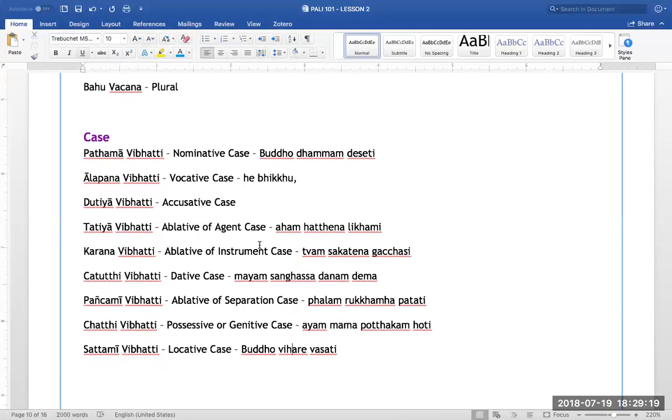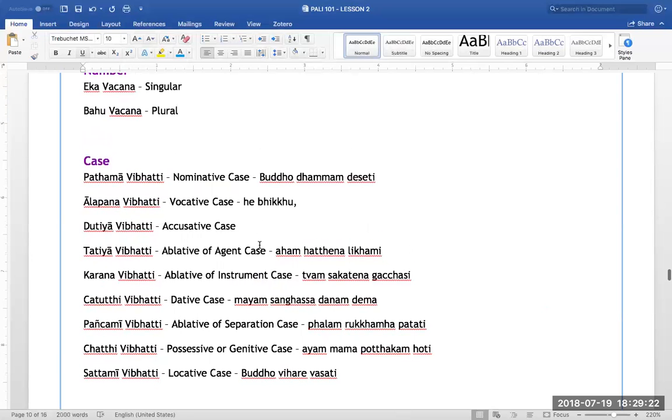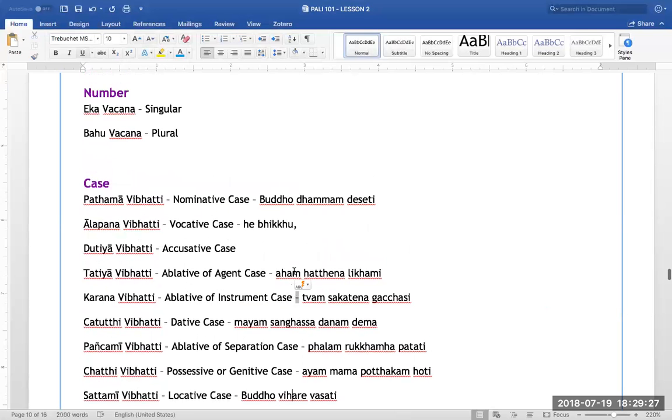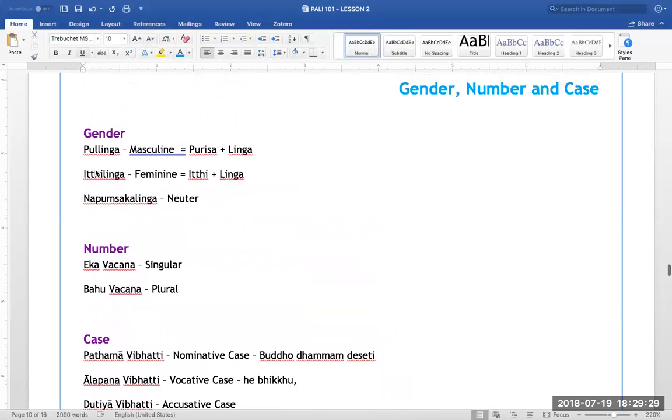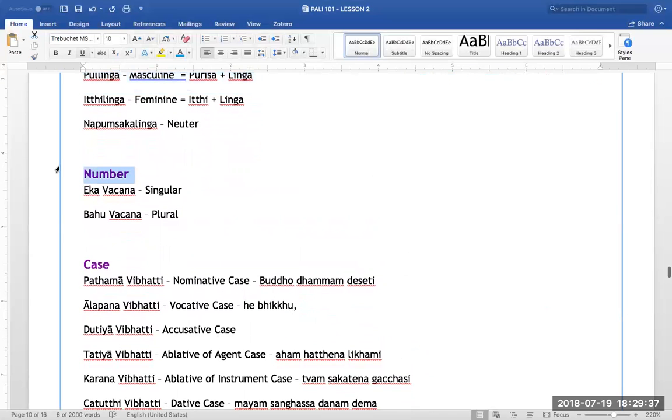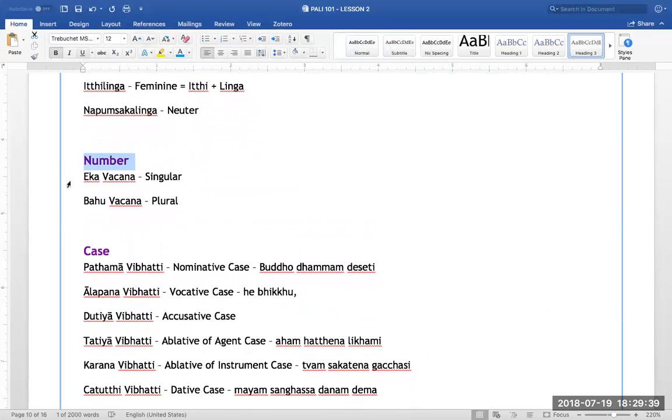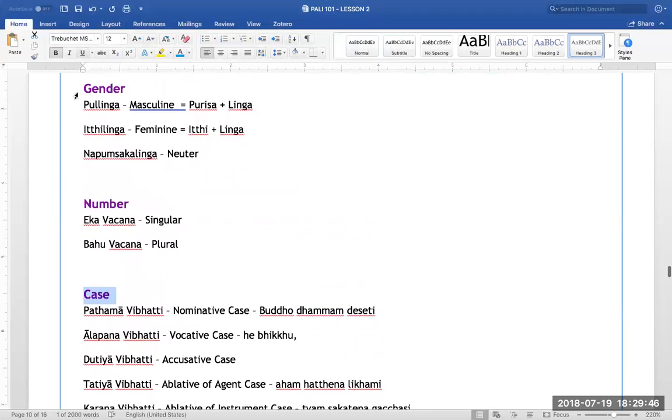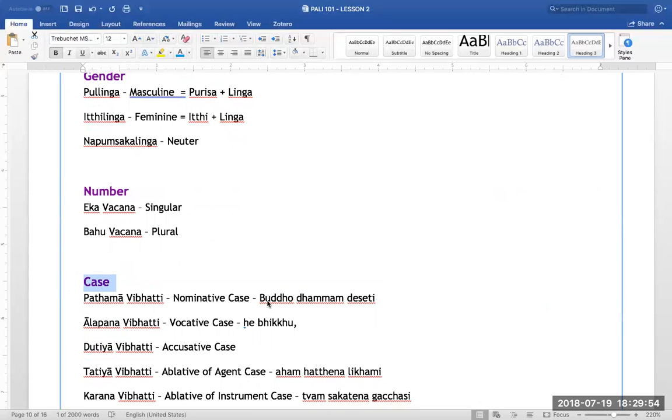Okay, so this is how we use cases for Vibhaktis, and these cases are very, very important for you to understand and remember. Gender is important. You need to determine the gender, and then you need to determine the noun number, and also you need to determine the case. When you can determine these three factors, gender, number, and case, you can figure out the meaning of it very easily.